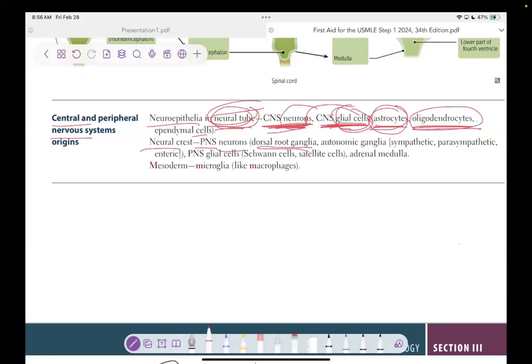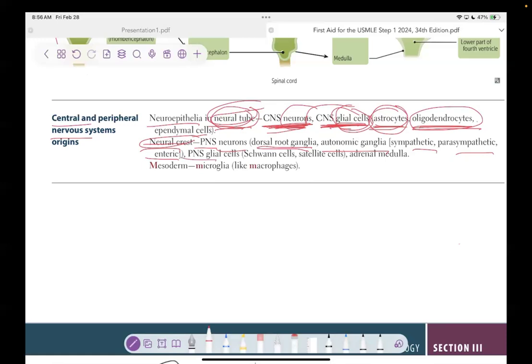So dorsal root ganglia is in the dorsal part of the spinal cord. There is a ganglia where all the neurons get together and go to the dorsal column, right? And autonomic ganglia, like sympathetic and parasympathetic, and the enteric nervous system. We already said that these neural crest cells go to the GI system and make the enteric nervous system. The enteric nervous system is the nervous system for the gut, and it helps with gut function. Whenever the neural crest has a problem, of course, it will not go to the gut, and the patient will have neural crest cell dysfunction and difficulty with defecation, which is called Hirschsprung disease, right?